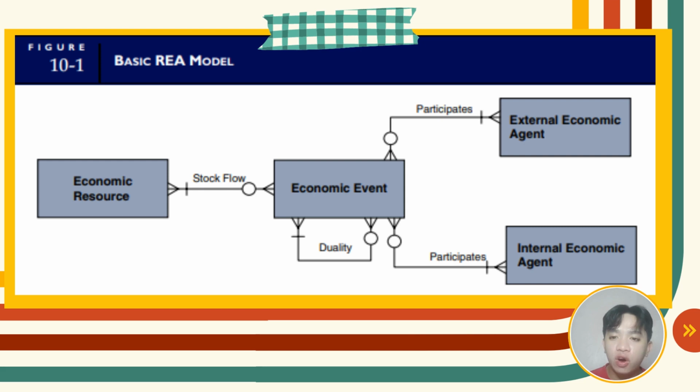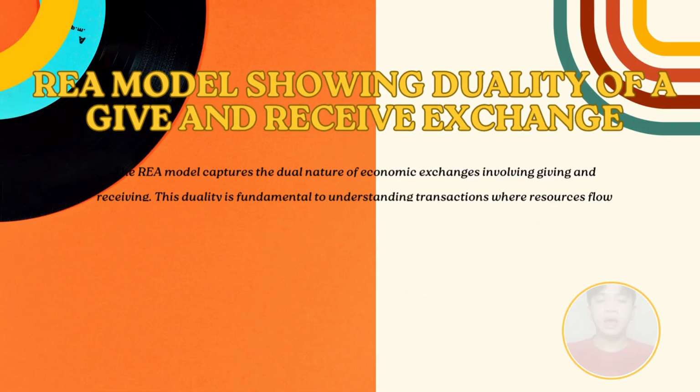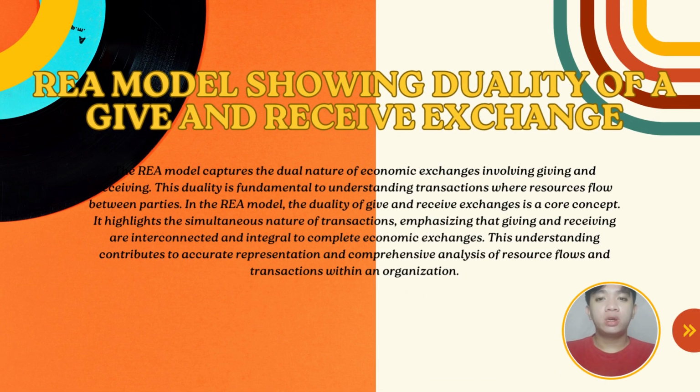Now, moving on to an internal economic agent. It refers to individuals or entities within the organization itself that play roles and participate in various resource-related activities and events. These agents are part of the organization's internal structure and contribute to management, utilization, and exchange of resources. Internal economic agents are depicted in the basic REA model to represent how they interact with resources and participate in events. Now let's move on to the slide, which is the REA model showing duality of a give and receive exchange.